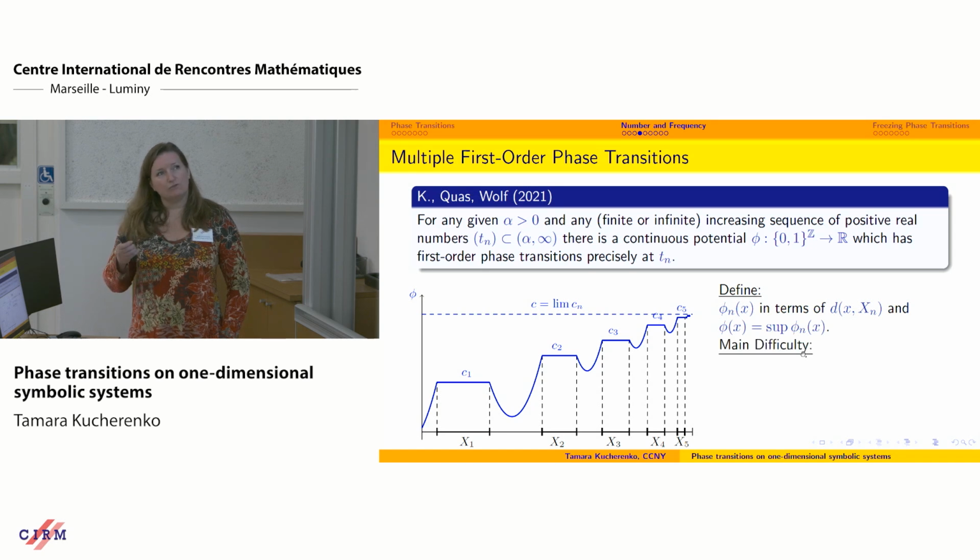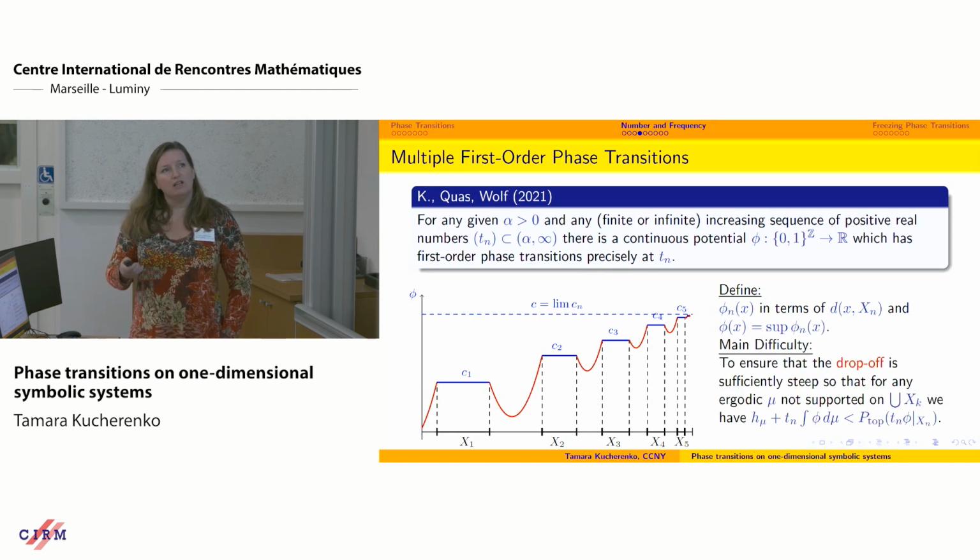So what was the main difficulty of the proof is to make sure that this drop is steep enough, so whichever measure I take, which is supported somehow, maybe outside of all those subshifts, so my measure may be supported here, but if I take the integral, the free energy of this measure, it must be less than the pressure.